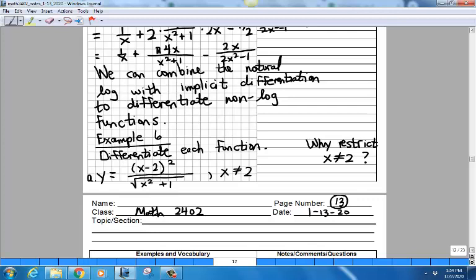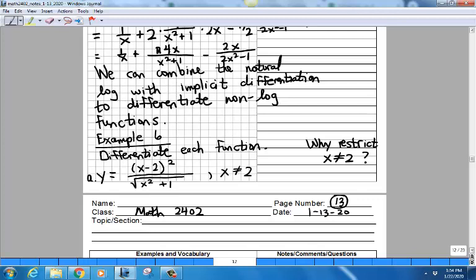It would take us a little while, but we could differentiate this just using our Calculus 1 knowledge. But now let me show you a way we can differentiate it while avoiding all of those ugly rules. That involves implicit differentiation and logs.